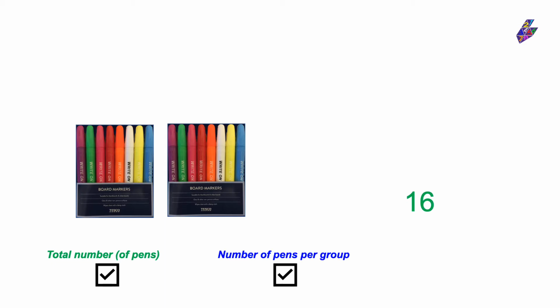Pause the video and think about how you would record this in an equation before continuing. We know the total number of pens. This was 16. We know the number of pens per group. There were 8 pens per group. This was the same as before, so we're still dividing by 8. We're trying to figure out how many packs of 8 pens this would create. 16 divided by 8 equals 2, so 16 pens will create 2 packs of pens when the pens are grouped 8 per pack.